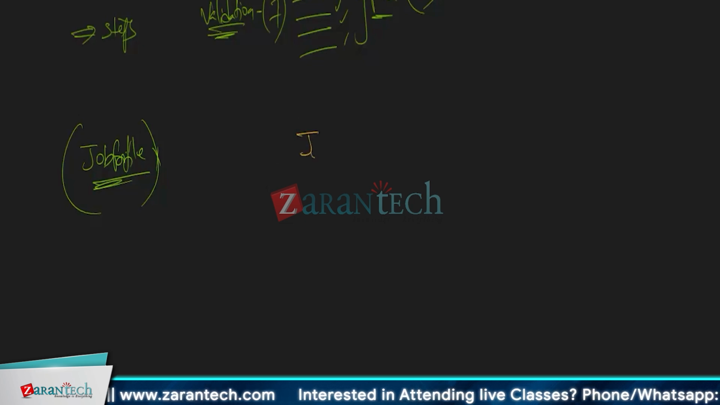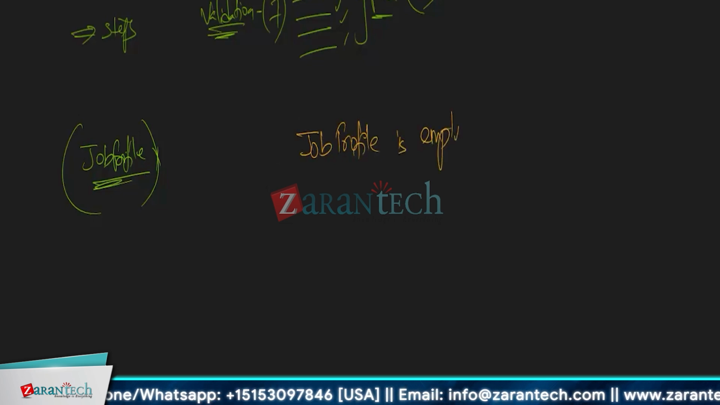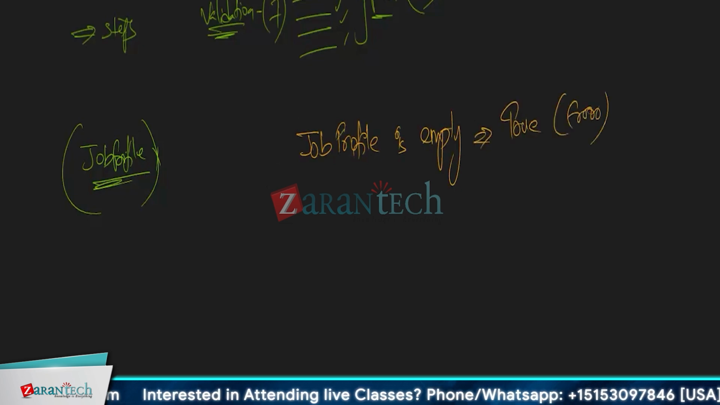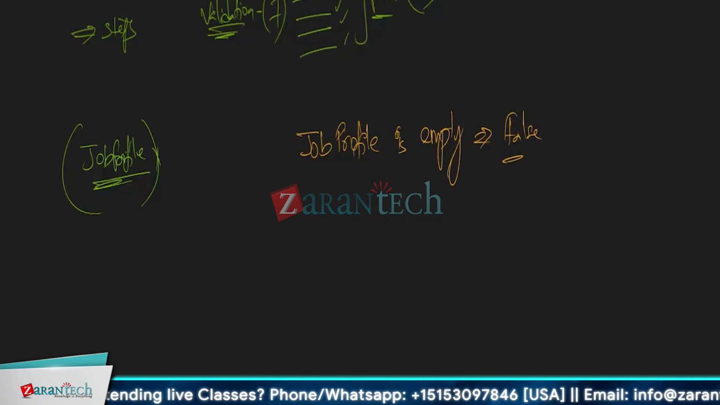You will check if the job profile is empty. If the job profile is empty, which means true, it will give an error. If the job profile is not empty, if you have a value in the job profile, this will become false. So when it becomes false, the error will not trigger, because it will only trigger when this particular validation condition is true.